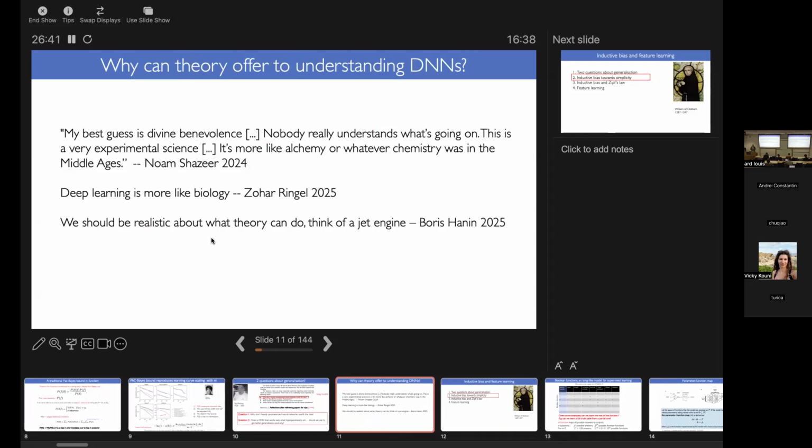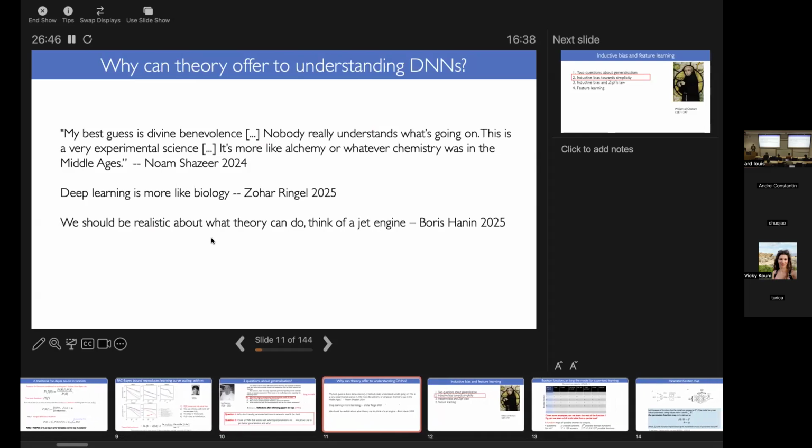I thought this morning I'd get some quotes on what kind of theory we might get for neural networks. Boris Hanin was more optimistic, but he said we should be realistic about what it can do. Like, you can't really do the theory of a jet engine, but you might have something about it. I think Zohar yesterday said deep learning is more like biology, so maybe we won't ever get a general theory.